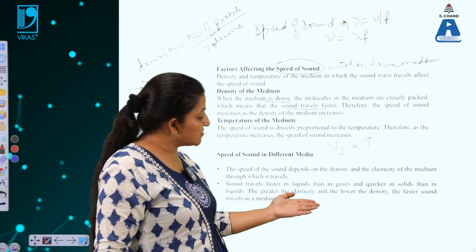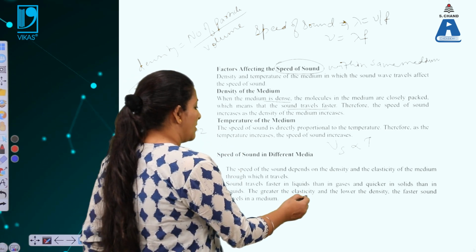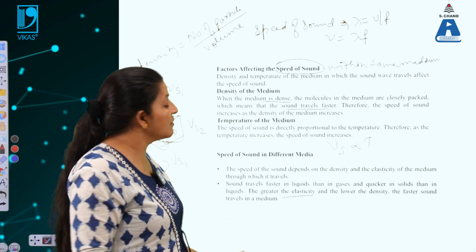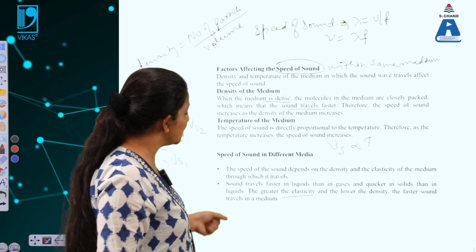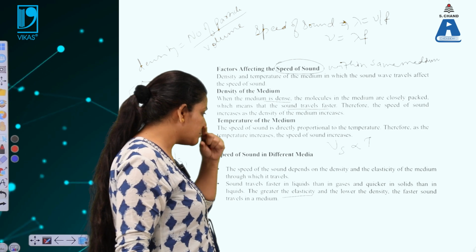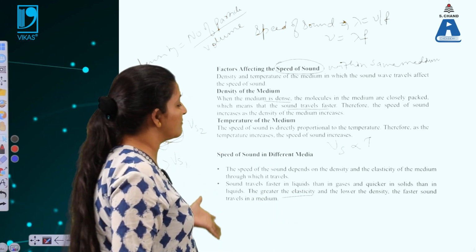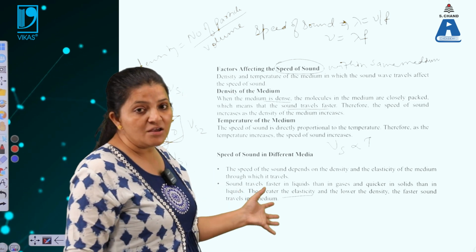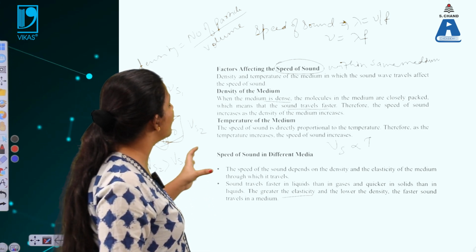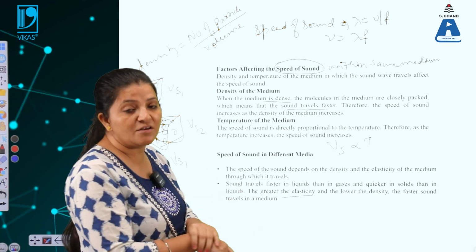Now greater the elasticity and lower the density, that means if elasticity is more, in that case the faster the sound wave travels in the media. If in the given media elasticity is more and the density of the system is lower, in that case the sound wave will also travel faster in the given media. So these are the primary factors on which the speed of the sound waves will be affected.